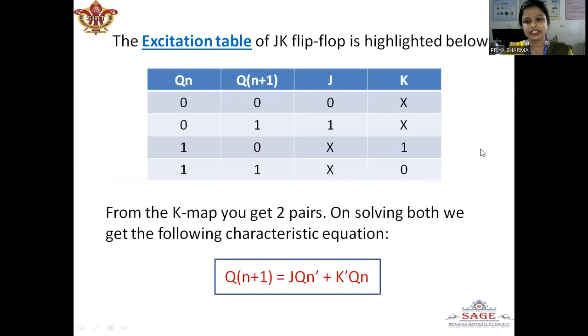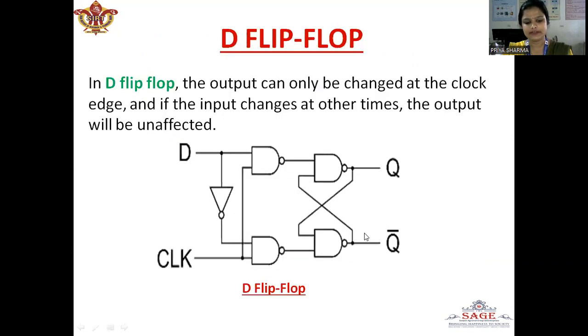Coming to the excitation table, which is again very important. When 0, 0 is the present output and the future output, we get 0 cross. For 0, 1, we get 1 cross. For 1, 0, we get cross 1. And for 1, 1, we get cross 0. From this, when we solve using a K map, this equation is derived: Qn plus 1 equals J Qn dash plus K dash Qn, which is known as the characteristic equation of the JK flip-flop.